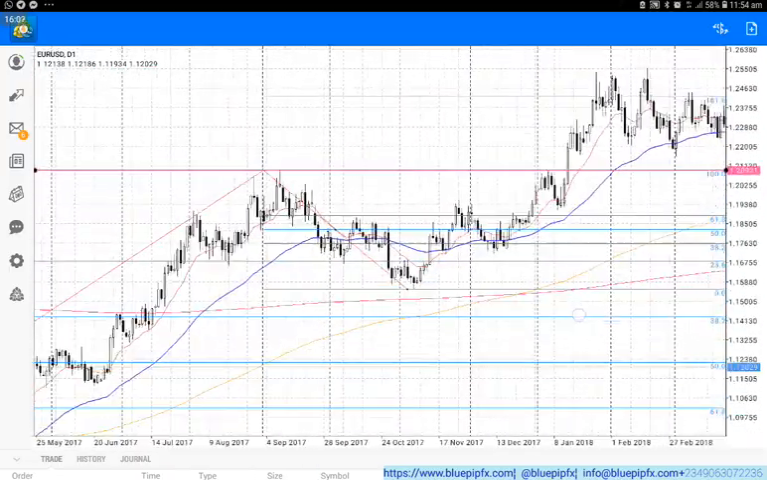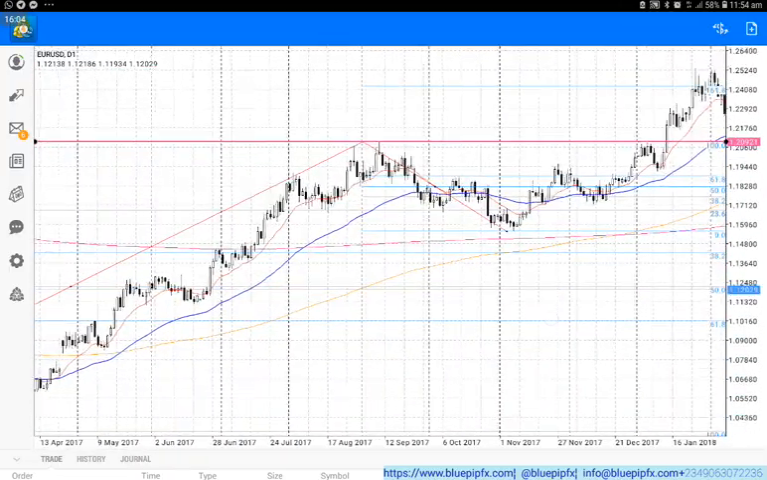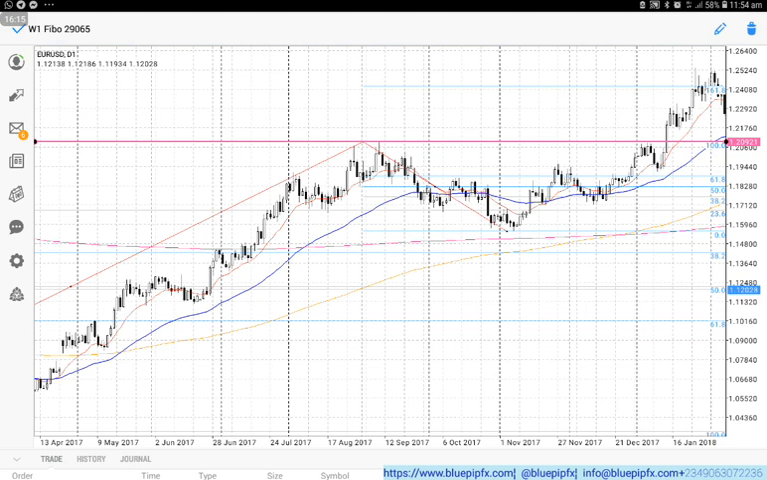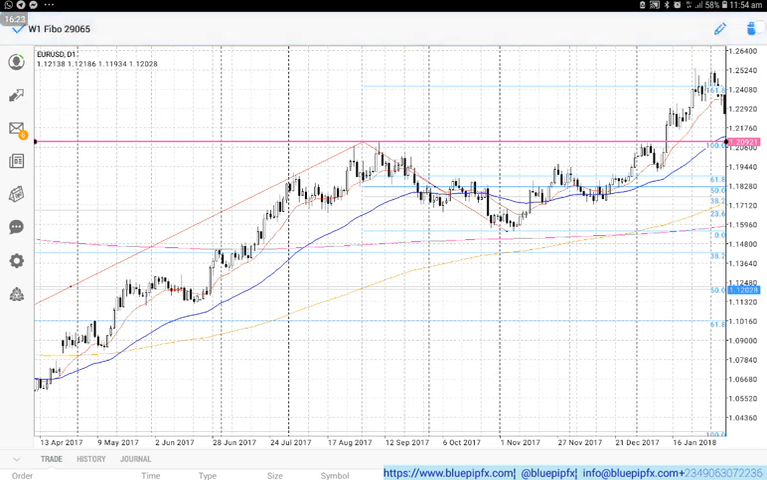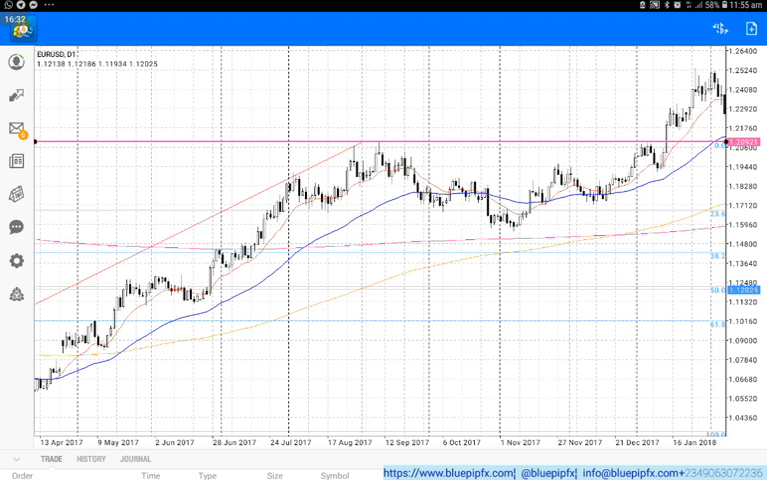Now, one other beautiful thing is this: when you combine Fibonacci with moving averages, you get a more accurate reading. How do I mean by that? I'm going to remove this extension for a minute. Okay, now I've removed the extension.